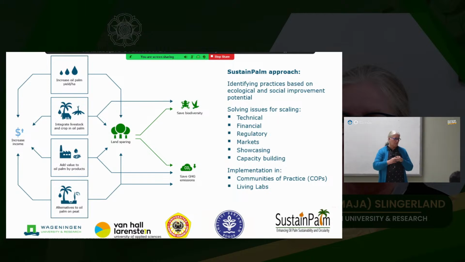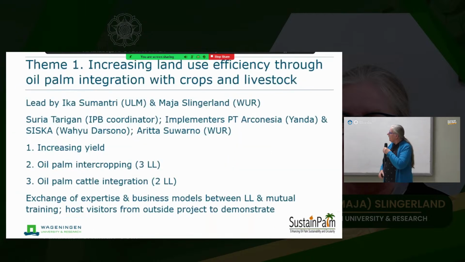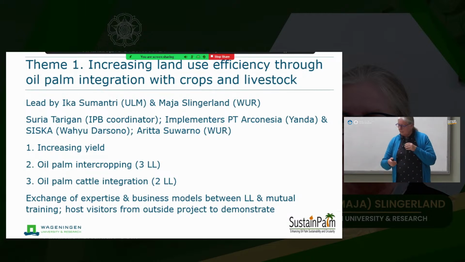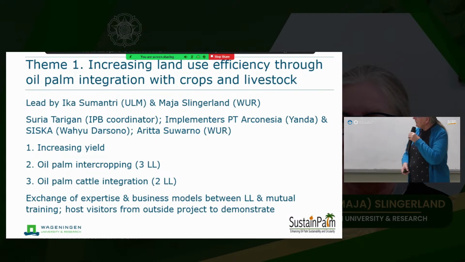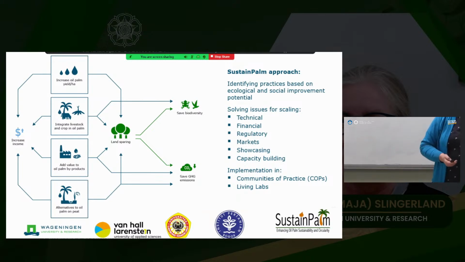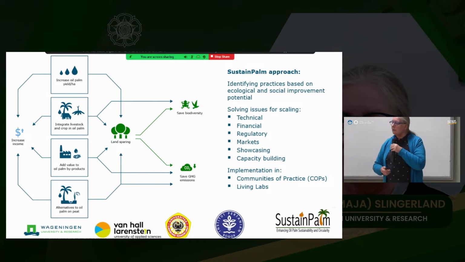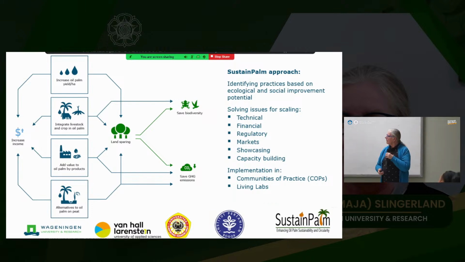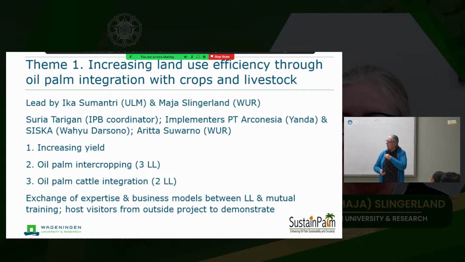There's an echo, but... So team one was... oh, I have to go back. So we have 4 ways to do it, as I said. So team one, I'm responsible for team one, which is the increase in yield, and it's also the integration. So these are the people we work with. It's from IPB and from Umlam. And we work with experiences in one location and bring it to the other side and the other way back.